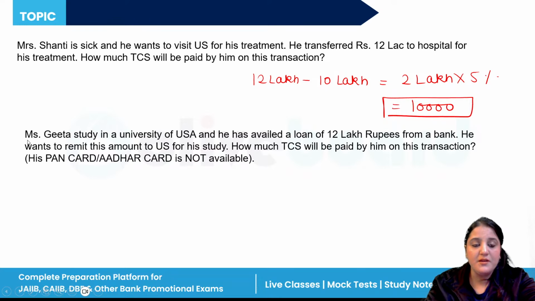And the next question, Miss Geeta studied in a university of USA. She has availed a loan of 12 lakh rupees from a bank. She wants to remit this amount to the US for her study. How much TCS will be paid by her on this transaction, if her PAN card and Aadhaar card are not available? Try to give the answer if you know the answer.